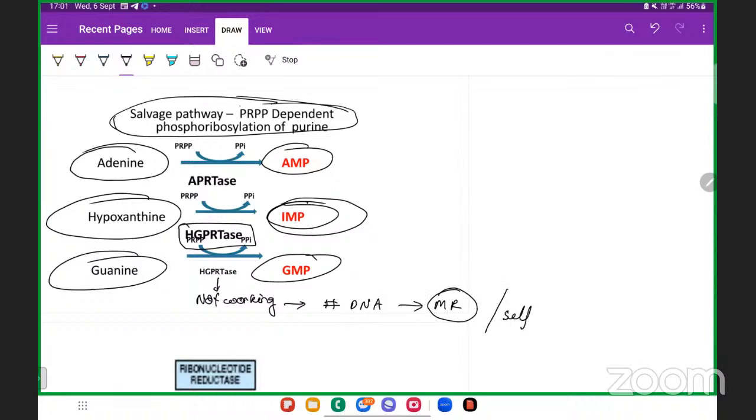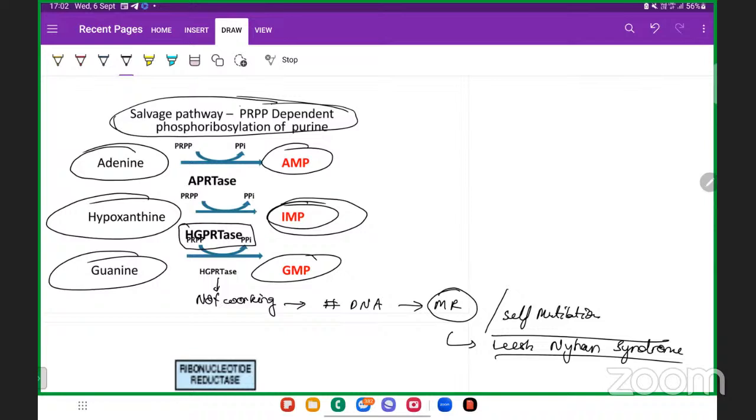And self-mutilation. What is this disease called? This disease is called Lesch-Nyhan disease, Lesch-Nyhan syndrome. I hope that your book will have this, but you will not have the idea how this disease came about, isn't it? So Lesch-Nyhan syndrome, because of the not working of HGPRTase, hypoxanthine guanine phosphoribosyl transferase, when this enzyme is not working properly, it gives rise to mental retardation that is called Lesch-Nyhan syndrome. Is it clear, guys? How does Lesch-Nyhan syndrome occur? Total absence of your HGPRTase.